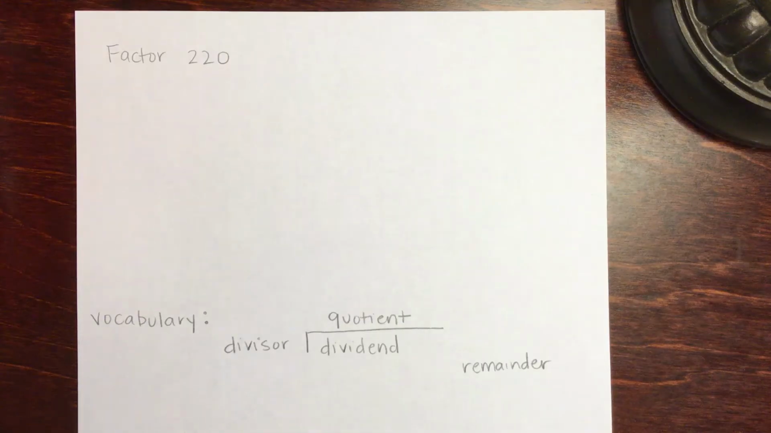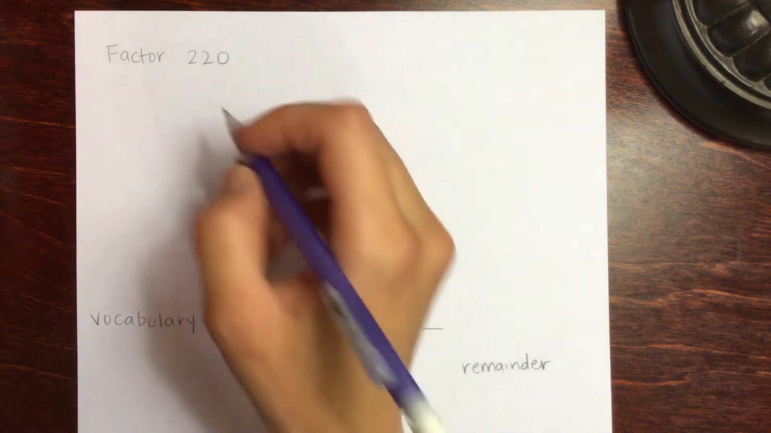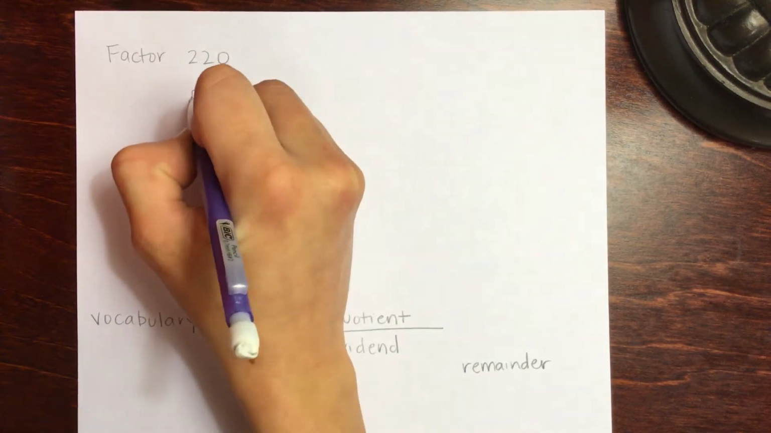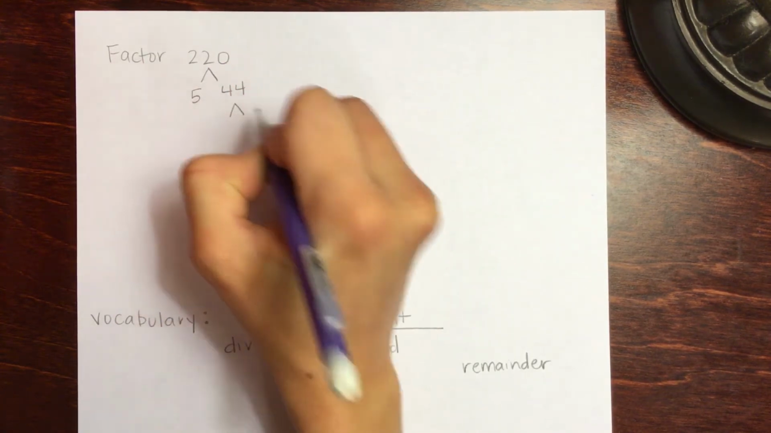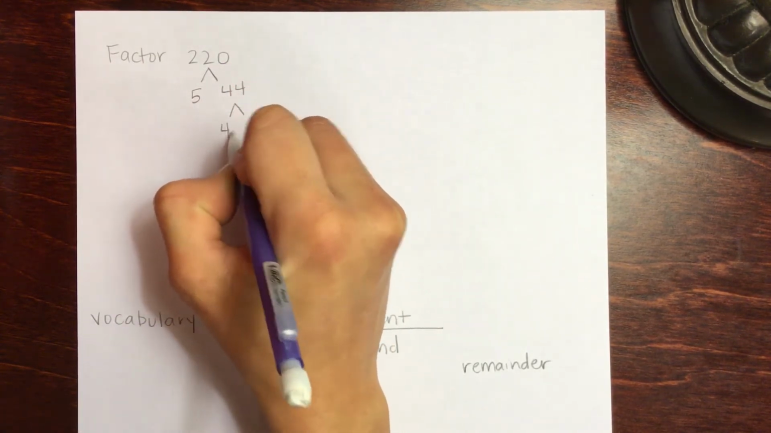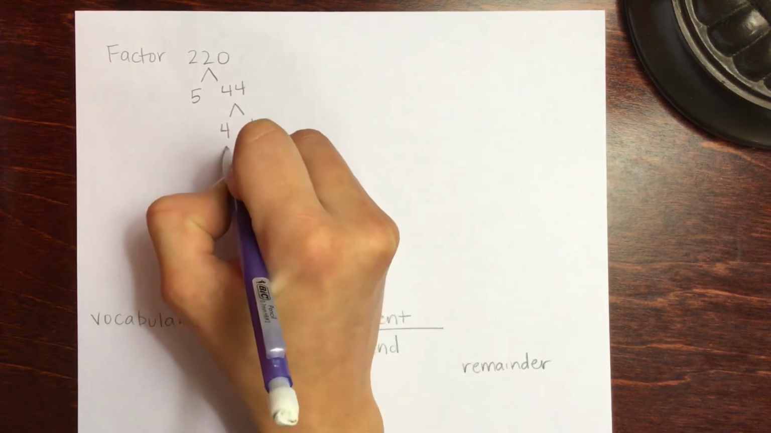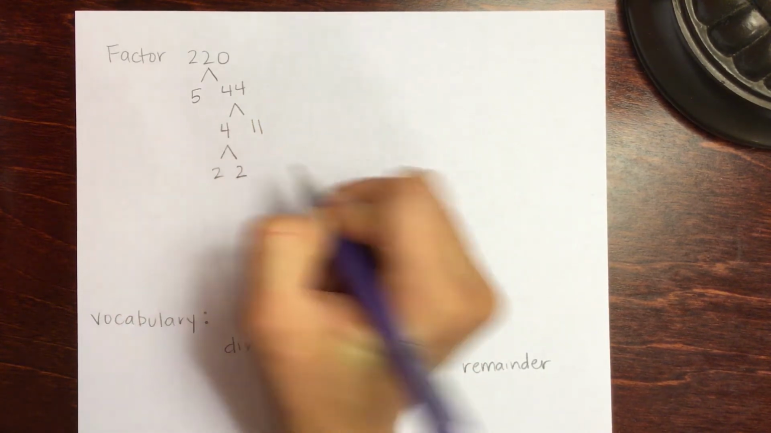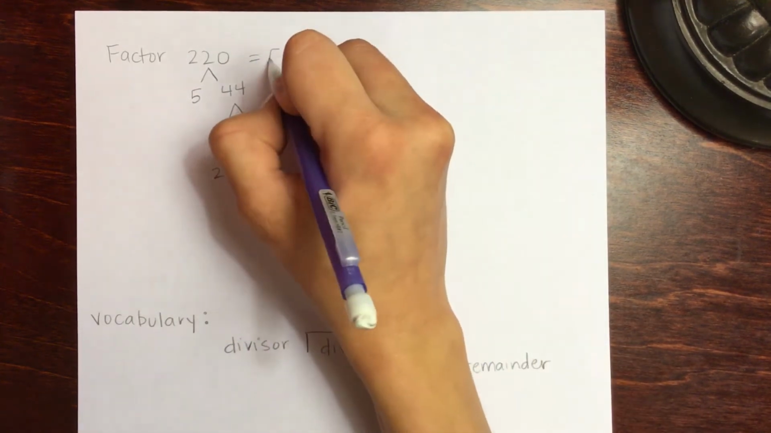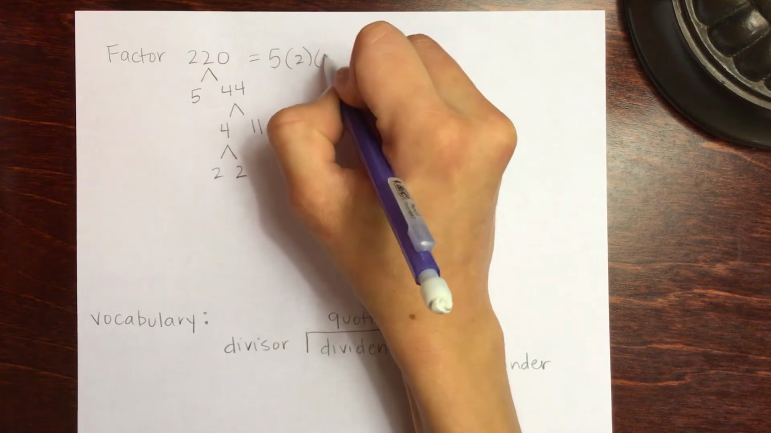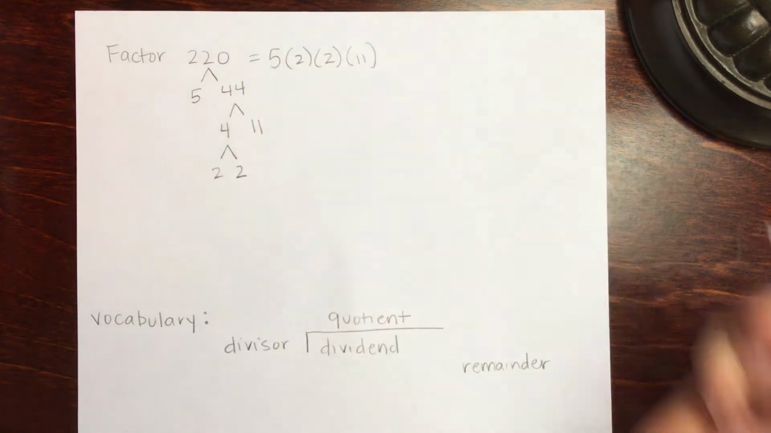How do we determine the factored form for higher ordered polynomials? Well, let's start with just a number, not polynomials. Let's factor 220. All right, I can take a 5 out of that, and I'm left with 44. 44 breaks down, I can take a 4 out, and I'm left with 11, and I can break down my 4 into 2 times 2. So 220 factors into 5 times 2 times 2 times 11.